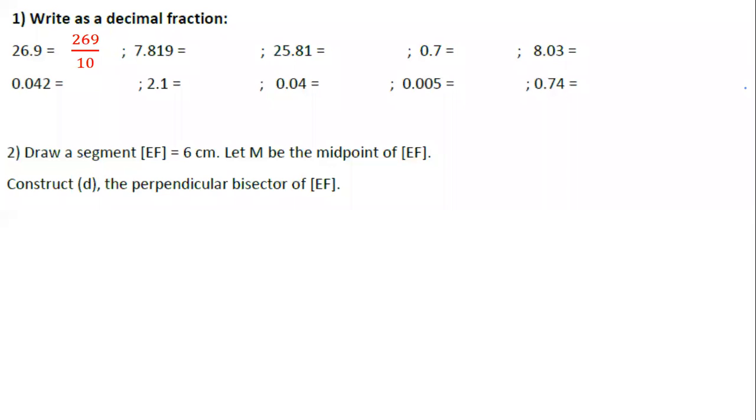And the numerator is 7,819. We are solving this, Lamar, the second one, 7.819. So this is the answer. It is 7,819 over 1,000. Thank you, Lamar.